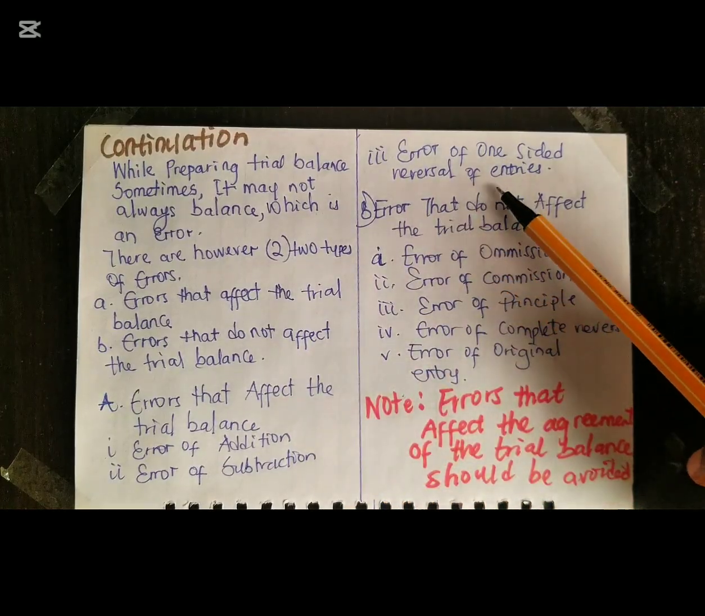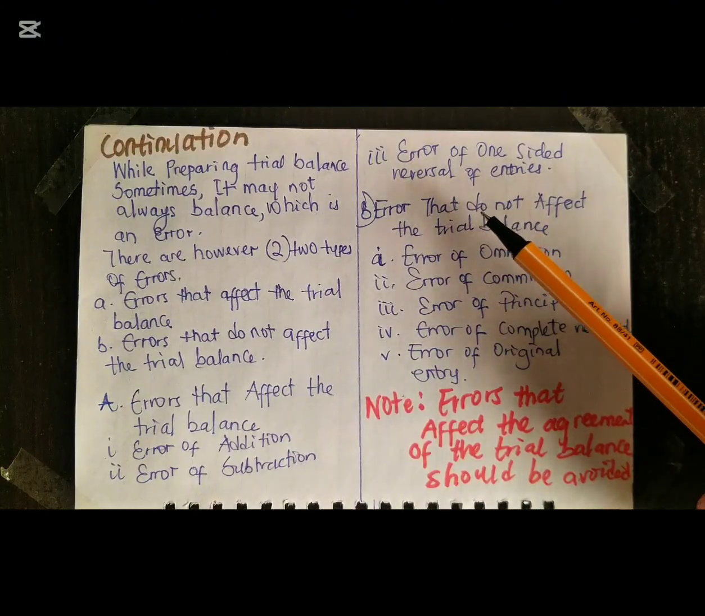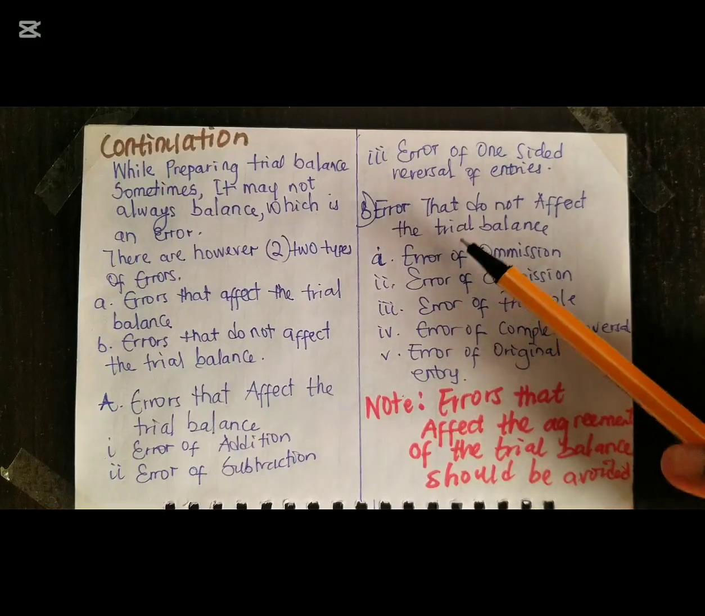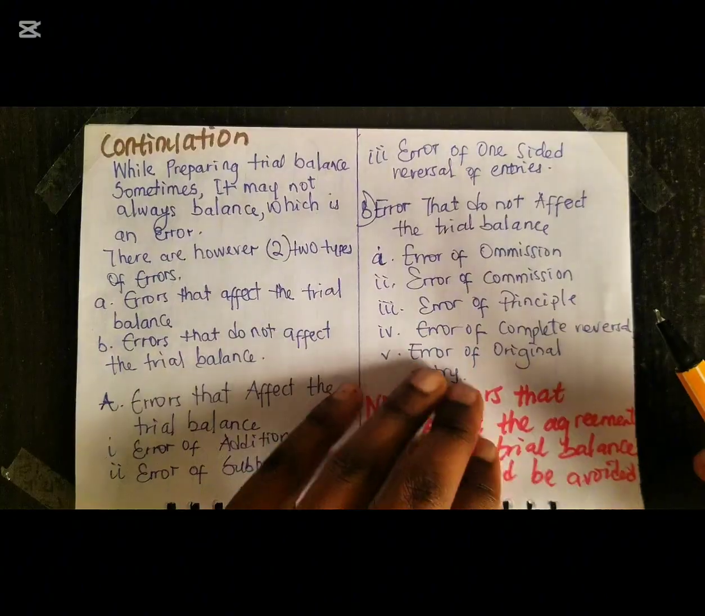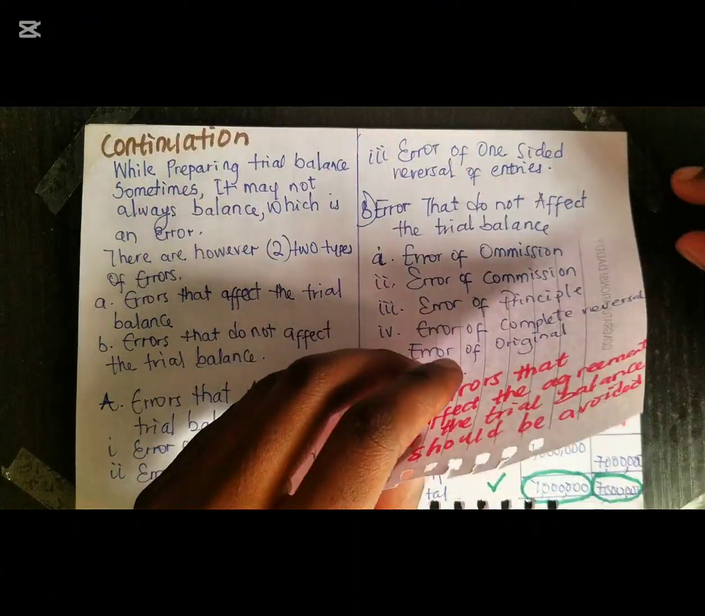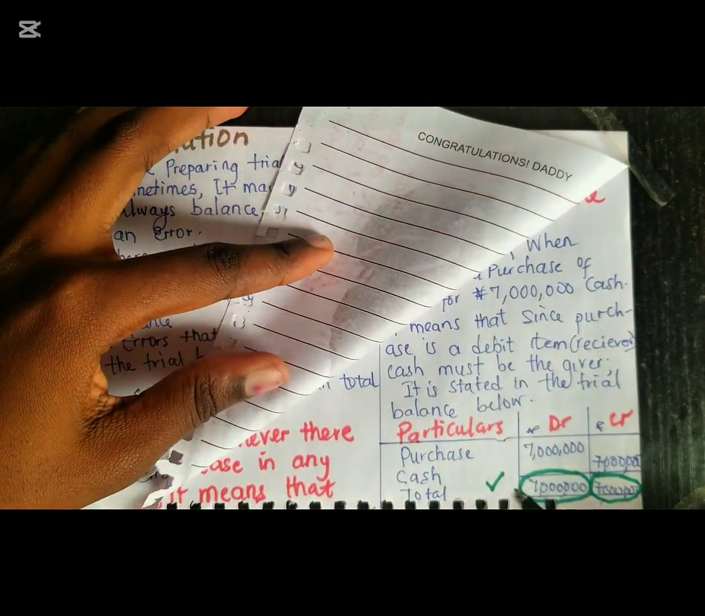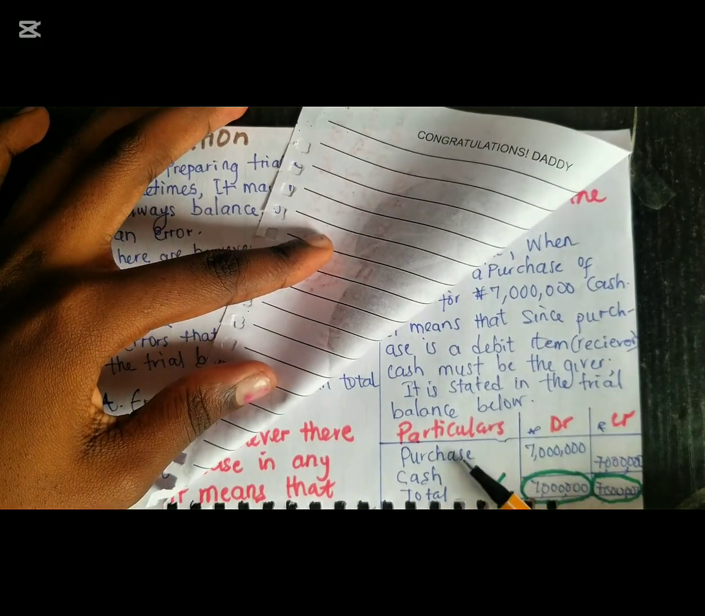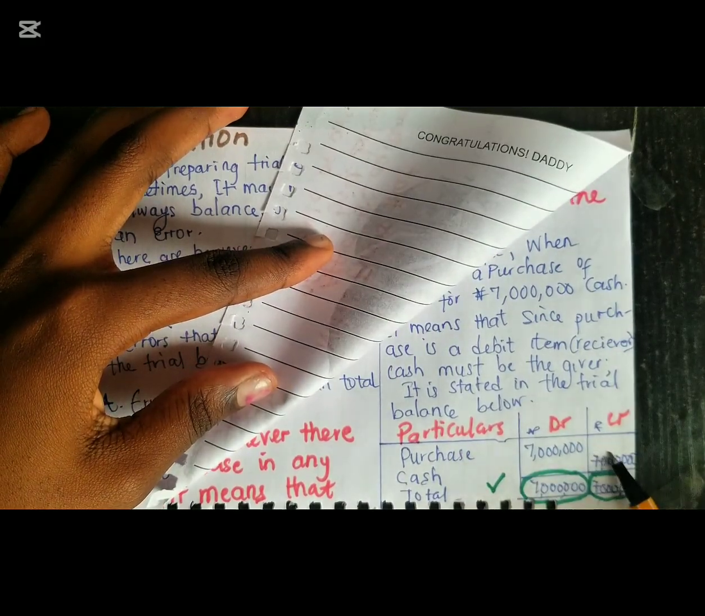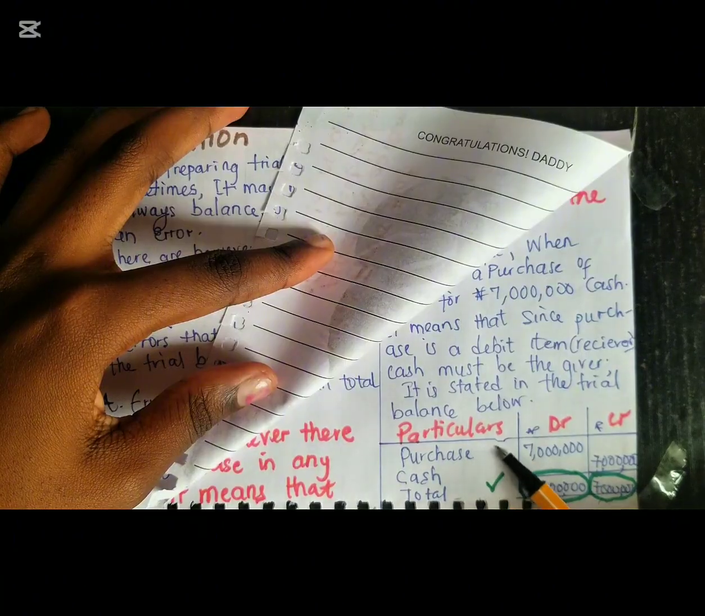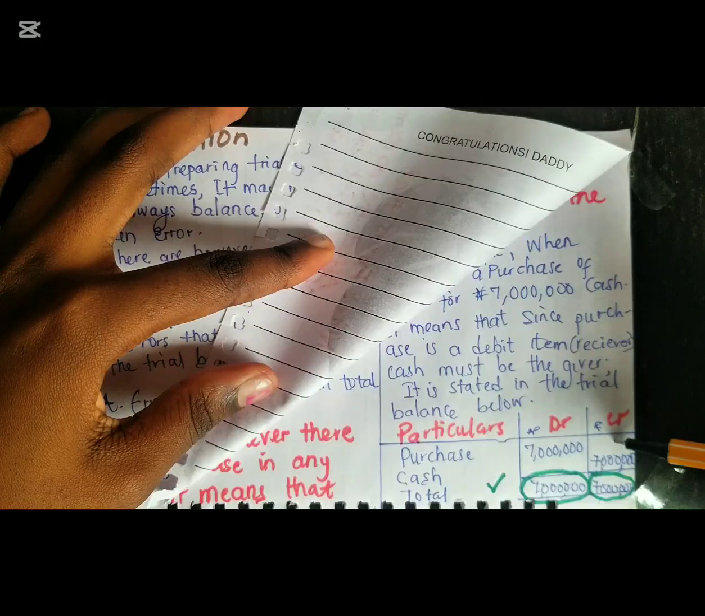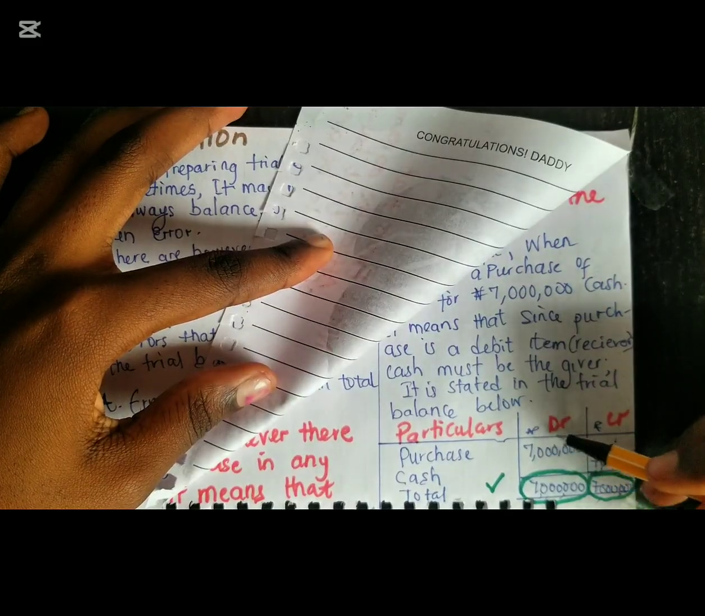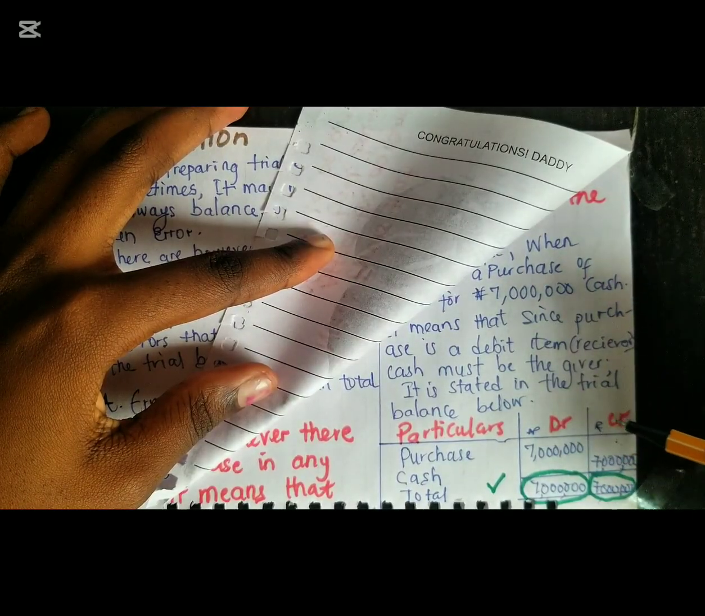So now, error of one-side reversal of entries. This is what I was trying to explain. Let me use this example. In these particulars, purchases is debited and cash is credited, right? Let's say that instead of debiting purchases, you go and credit it. That means there's a reversal of entry. The debit side, you are now putting in the credit side.